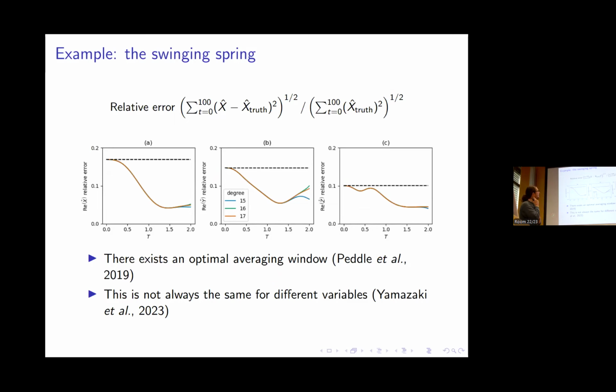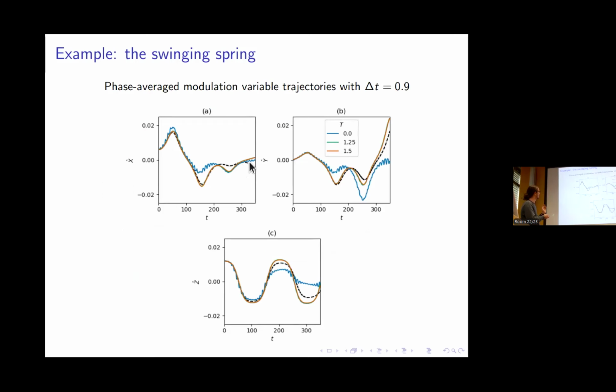And then another feature of phase averaging is that there's an optimum window for averaging. The papers by Pedal that I mentioned earlier show that there is an optimum window for your phase averaging that gives you the best approximation of the dynamics of the system that you're looking for. And that's demonstrated here. I've plotted the relative error of the system. So it's the root mean squared error up to t equals 100, so up to this point before we start getting some instabilities.